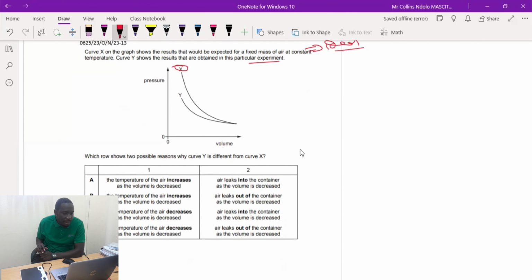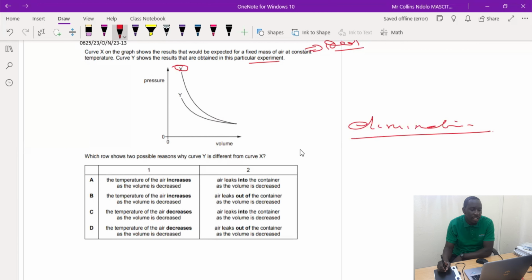So this is a question that you don't want to think about. You don't want to think about the answers, but you can go directly to the multiple choice and then do elimination. This is where elimination works without doubt. So let's find out. Now, temperature of air increases as the volume is decreased.